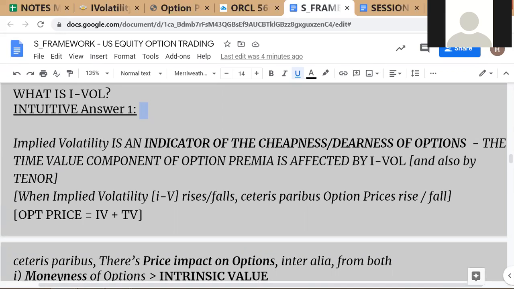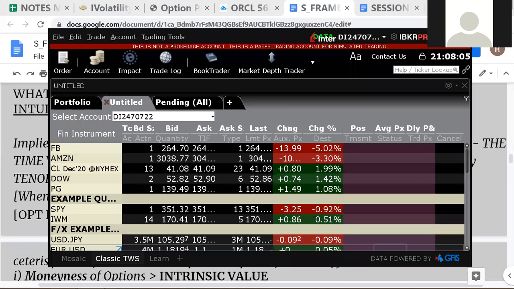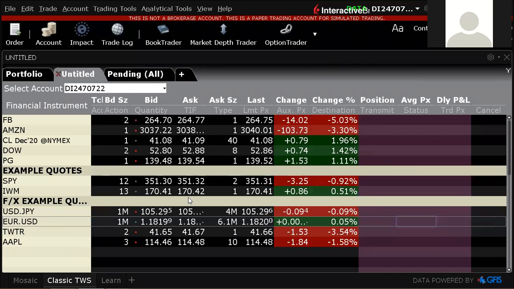Let me show you what I mean by that. Let me just bring back the view of the TWS. So what you can do is take any of the tickers that you have. All right, let's say we take Apple.